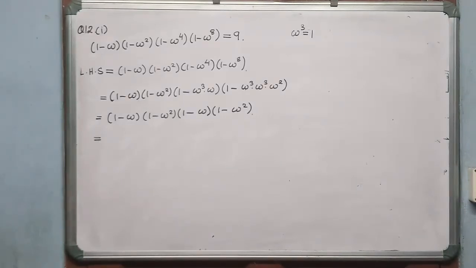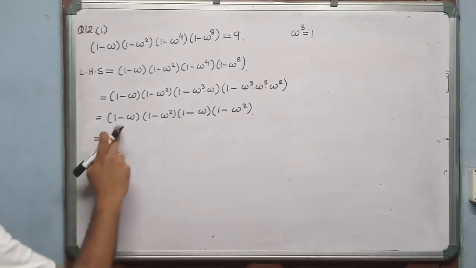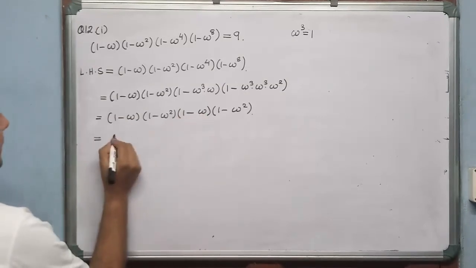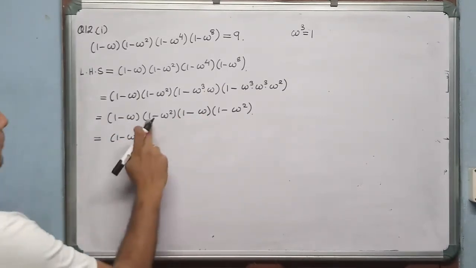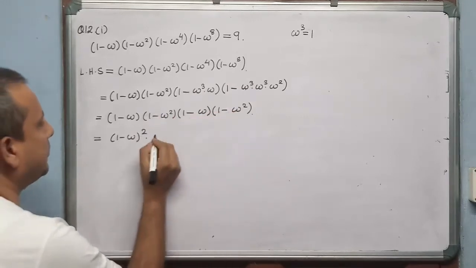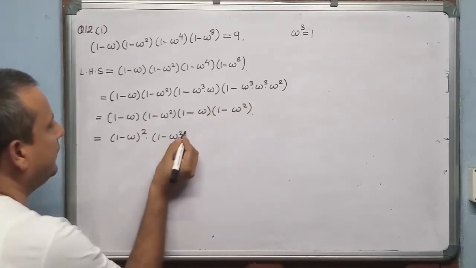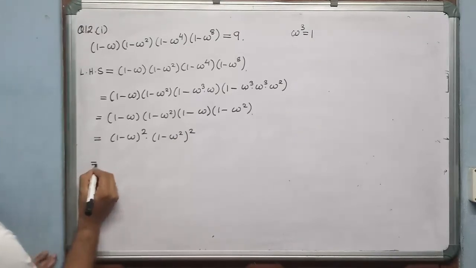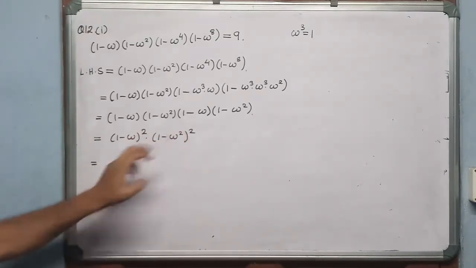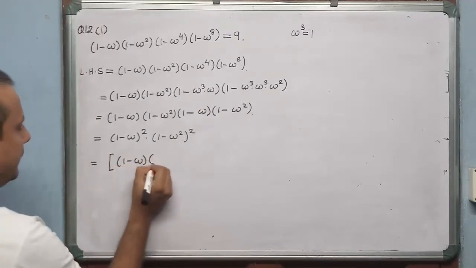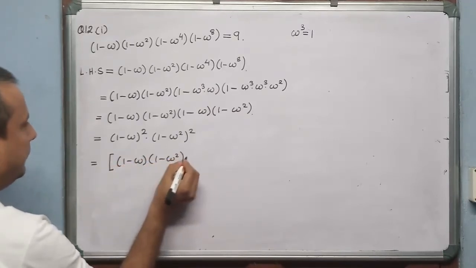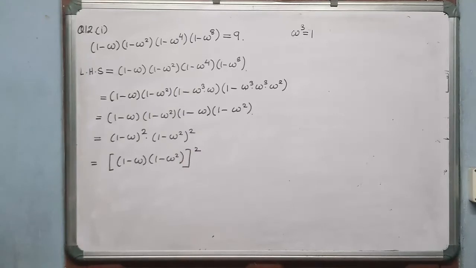Now we have the square of these two quantities over here. 1 minus omega into 1 minus omega is 1 minus omega whole square. Then 1 minus omega square into 1 minus omega square is 1 minus omega square whole square. Both the quantities have a square over here, so we can write both the quantities within one whole square.